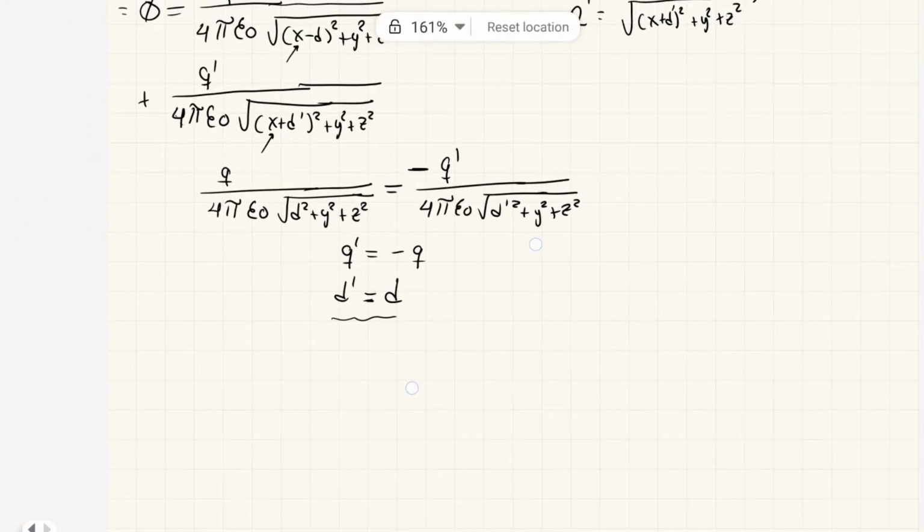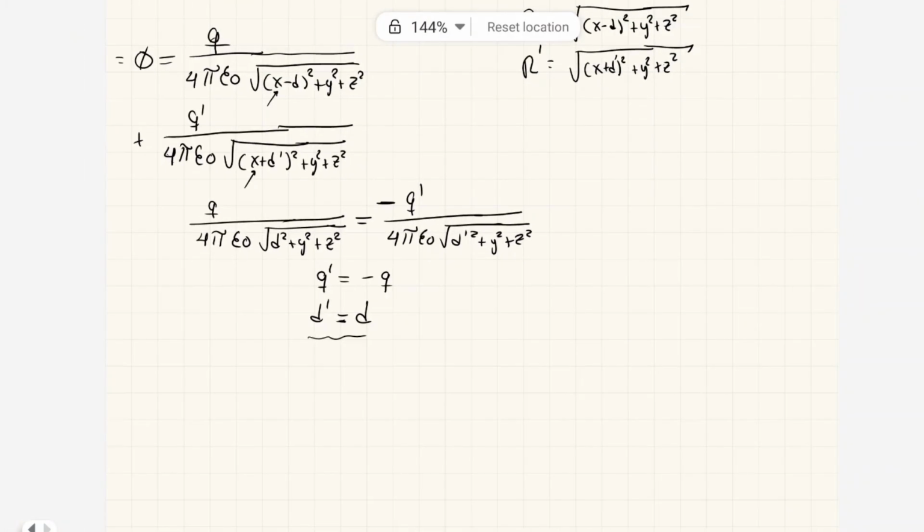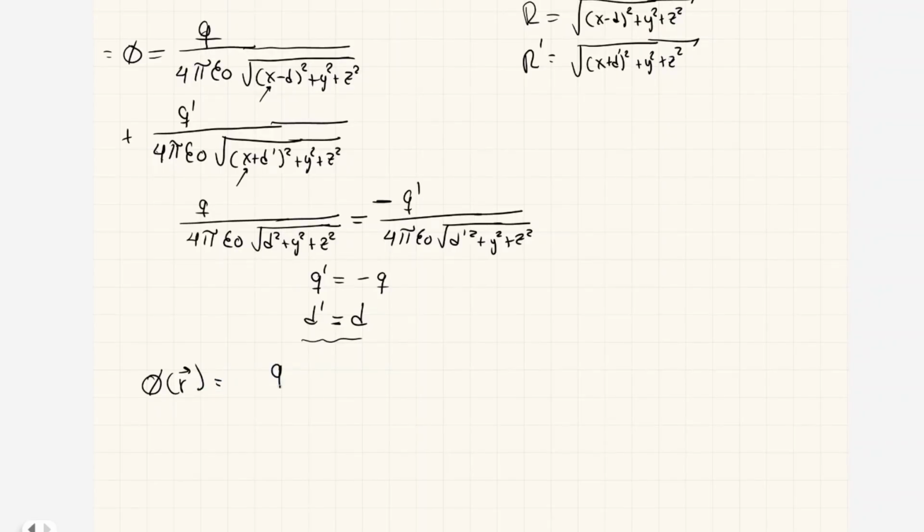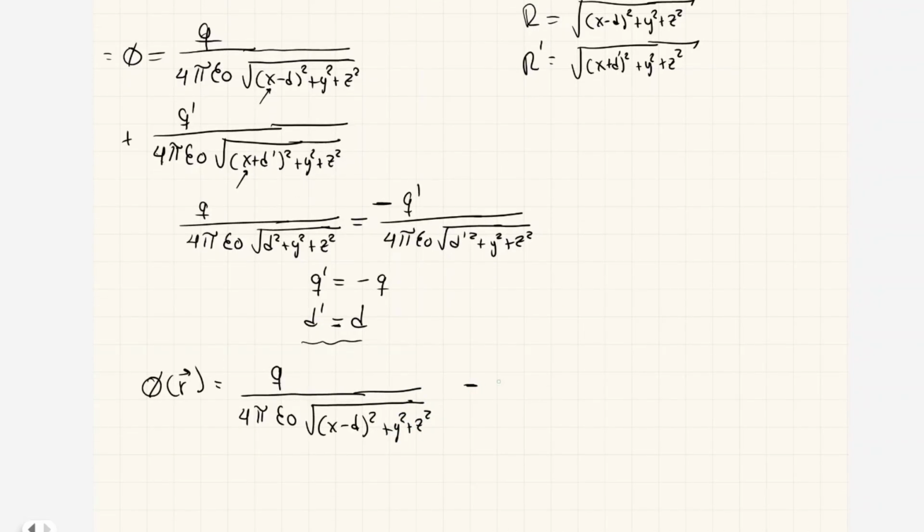Perfect. So looking that we just found q prime and d prime, we can establish the final result for the electric potential. That is going to be phi of r equal to Q over 4 pi epsilon 0 times the square root of (x minus d) squared plus y squared plus z squared, and then minus Q over 4 pi epsilon 0 times the square root of (x plus d) squared plus y squared plus z squared.